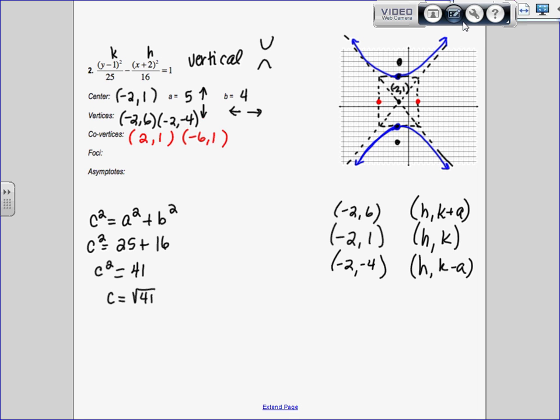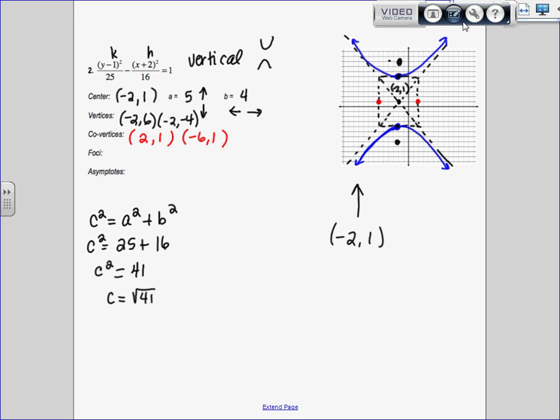But basically what we're going to do is if we were at that -2, 1, right, for our center, and from that center I go up a certain amount, right? So this amount right here would be the square root of 41. If I go up square root of 41 from -2, 1, what am I going to get?